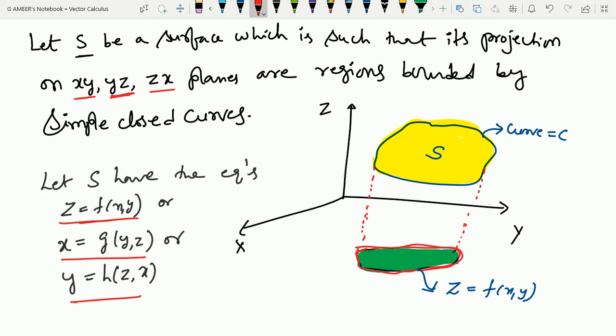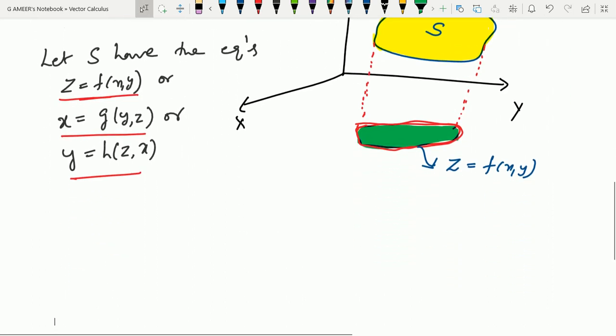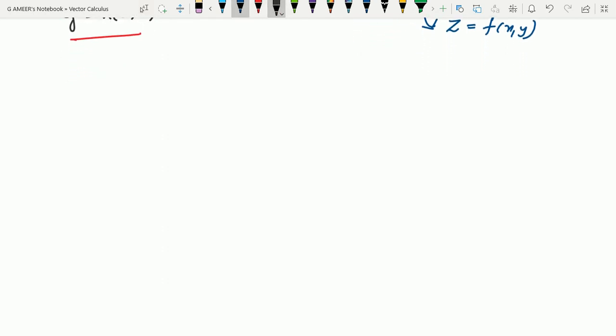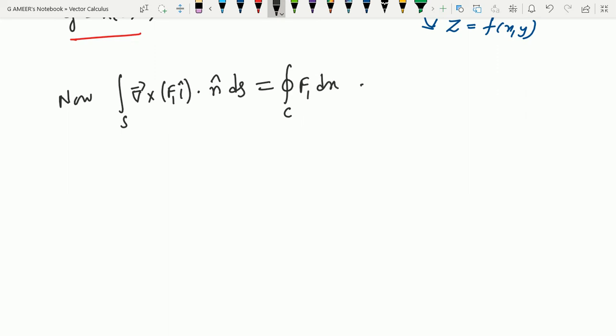Now let us see here. We'll prove this one by one. Let us prove it for the xy plane. So now I'll take this one. I'll prove for the surface integration of del cross f1 i dot n cap dS is equal to the curve integration of f1 dx. This we will prove. So if I prove one component, then the second and third components we can similarly write.